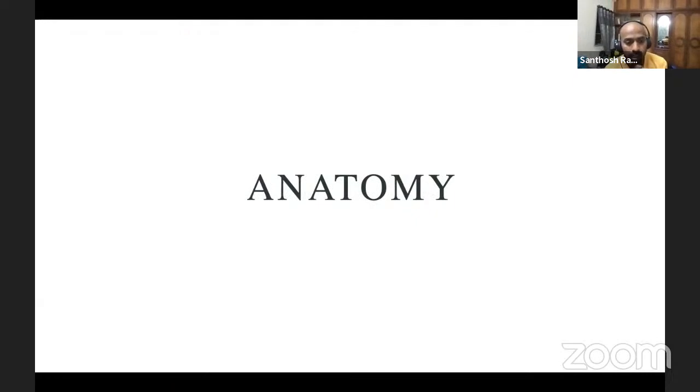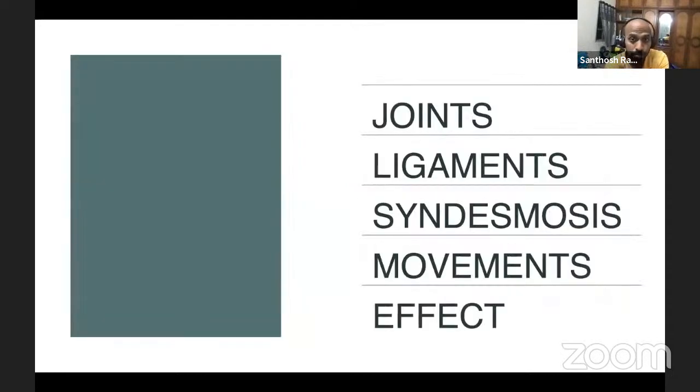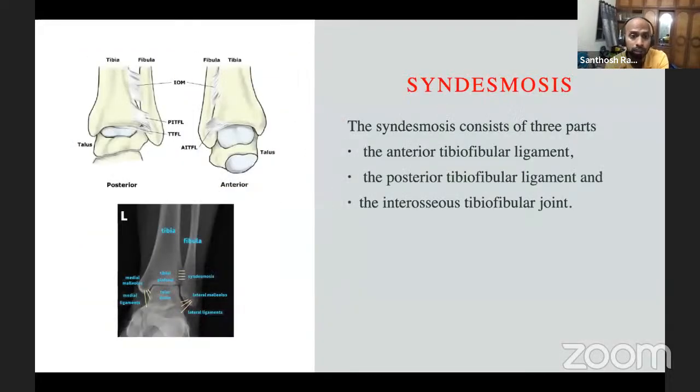So how is this ankle rendered stable? Is this because of the anatomy? The ring of stability has already been explained. It includes the congruent articular surfaces of the tibia and talus, the various ligaments, the syndesmosis, and of course the plane of movements. So this anatomy has already been discussed.